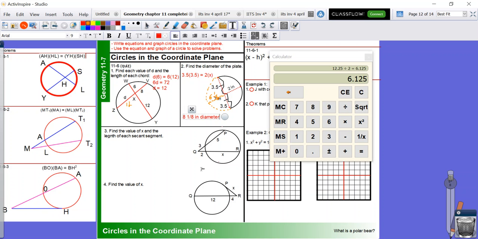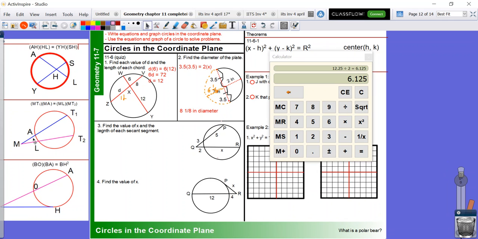All right. For problem 3, we're going to be looking at the secant product theorem. And the secant product theorem says that the entire distance of the secant times the part of the secant that is on the exterior of the circle is going to be equal to the product of the entire distance of the other secant times the part of the secant that is on the exterior of the circle.